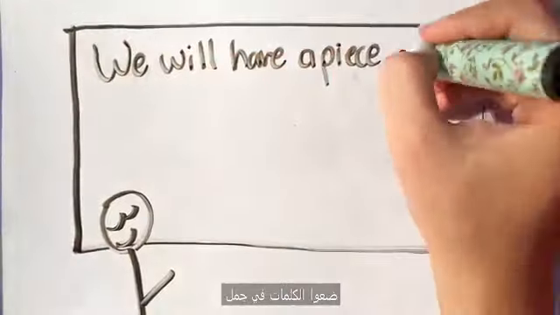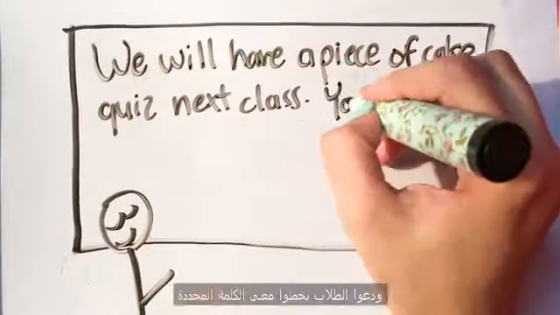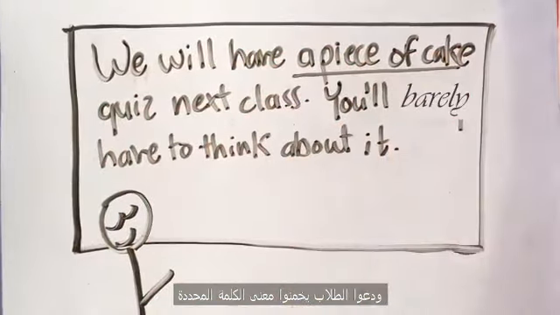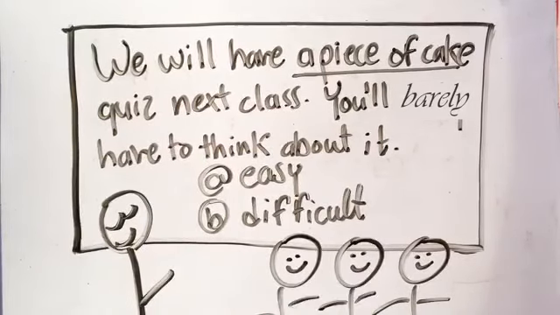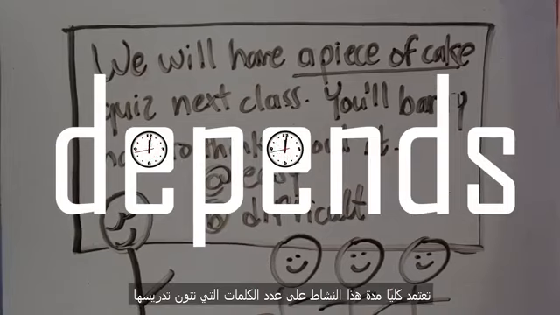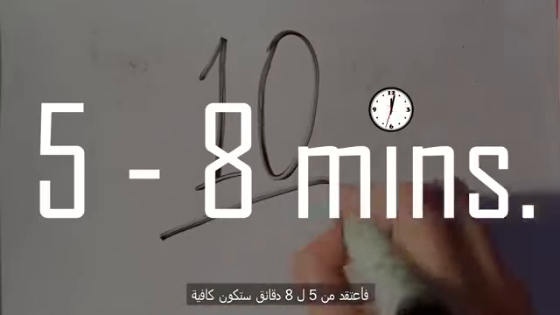Procedure. Put the words in sentences, funny if possible, and let the students try to guess the meaning of the underlined expression. You can provide choices if necessary. Time of this activity depends mainly on the number of expressions you intend to teach. If we're talking 10 expressions, then 5 to 8 minutes would be it.